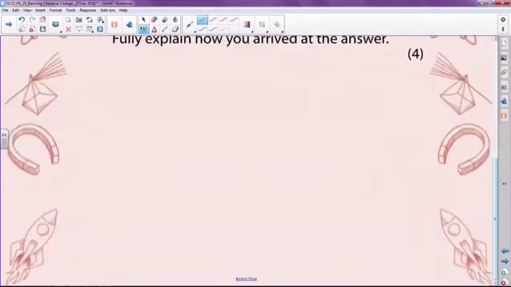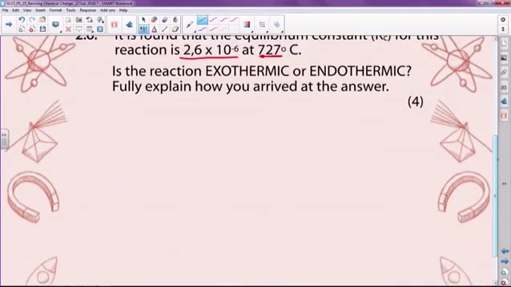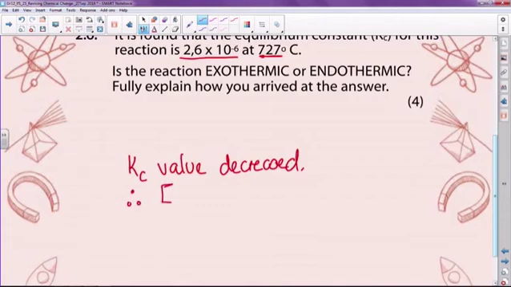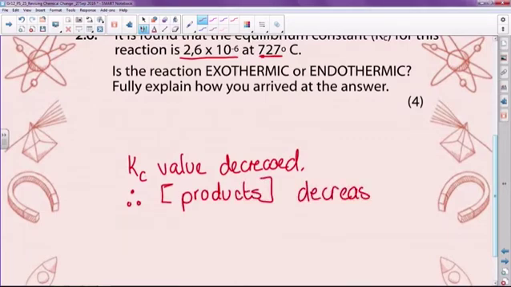Is this reaction exothermic or endothermic? And they ask you to fully explain your answer now. Watch how we go through this. The Kc value decreased. Now, the only thing in the Kc value is a product concentration. That means the concentration of the products decreased. Therefore, the reverse reaction was favored, okay?